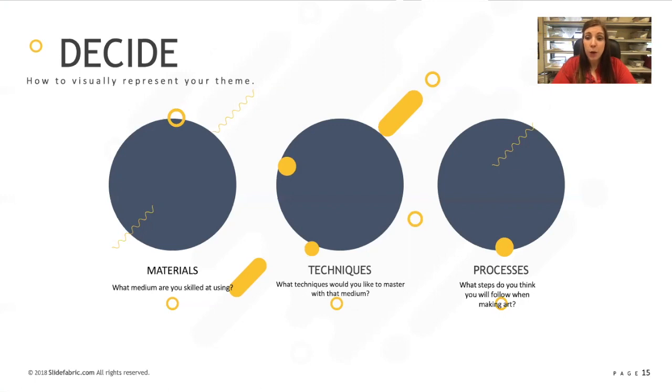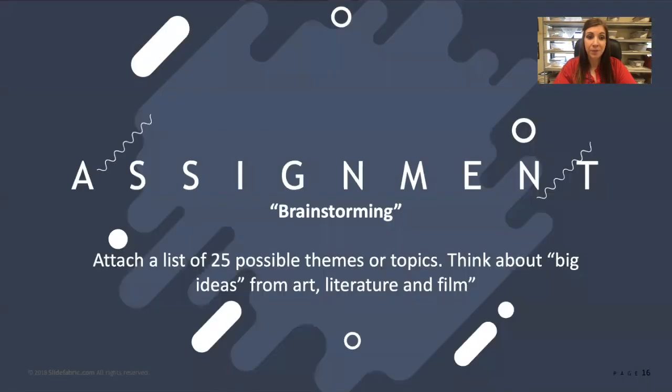Then think about what processes you use. So what steps do you think that you will follow when you're making art? And then if you deviate from those steps, just make sure that you're recording that as you go. But I will ask you about your materials, techniques, and processes when I meet with you one-on-one.